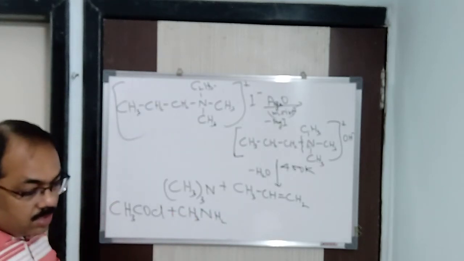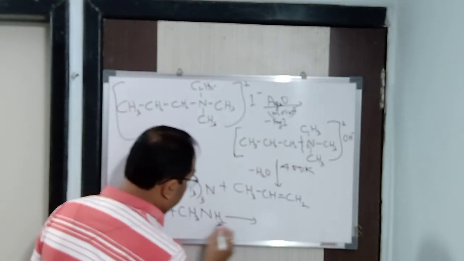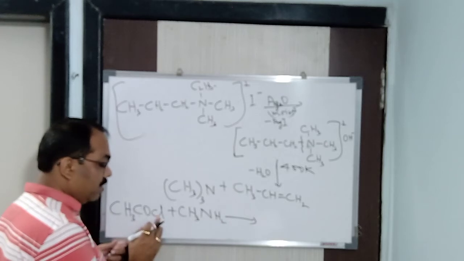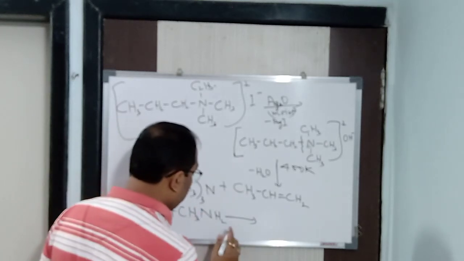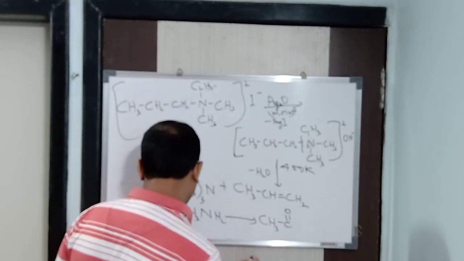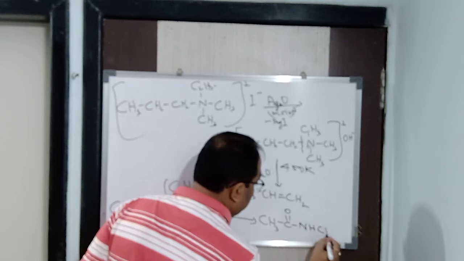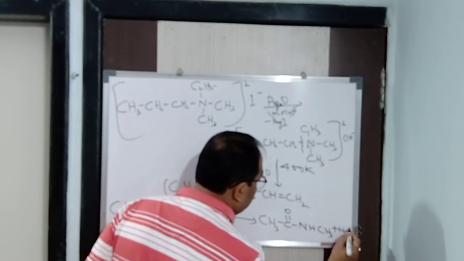Alright, CH3COCl reacts with CH3NH2. What is going to form? So here HCl will be released, from here one H and here one Cl. HCl will be released. And what is the remaining product? Remaining product will be CH3CO, then NHCH3, NHCH3 plus HCl.